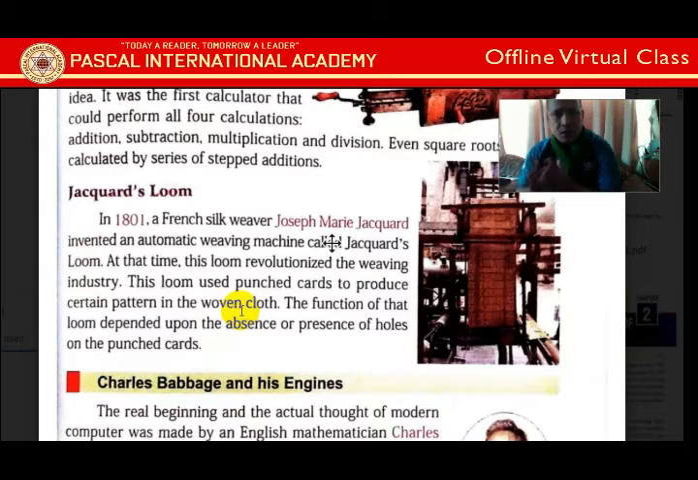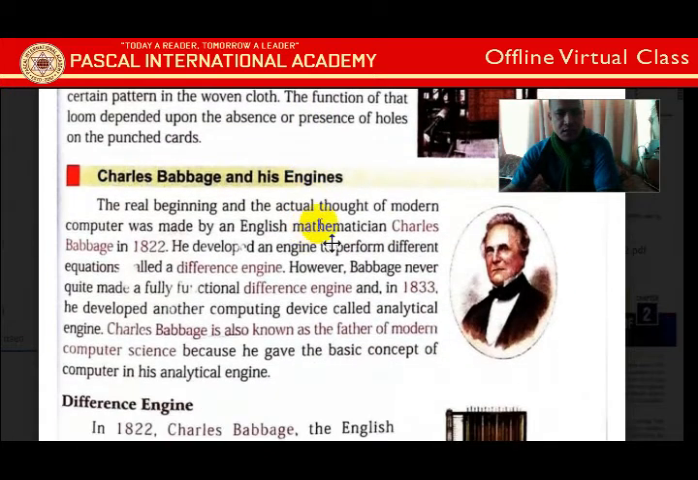So because of this Jacquard loom, the idea of what we are wearing today came from this loom. Clear? So this is a very important invention in history. Now let's go to Charles Babbage. Simply said, the real beginning and the actual thought of the modern computer was made by the English mathematician Charles Babbage in 1822. The real concept of today's modern computer is from Charles Babbage.